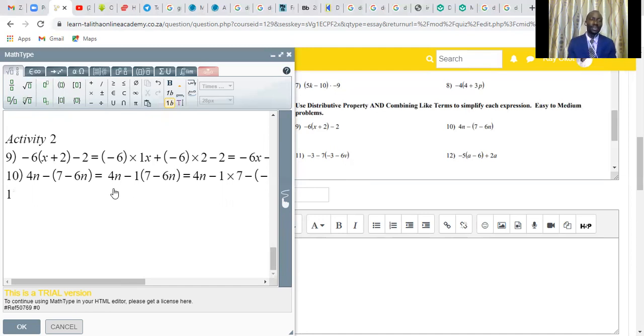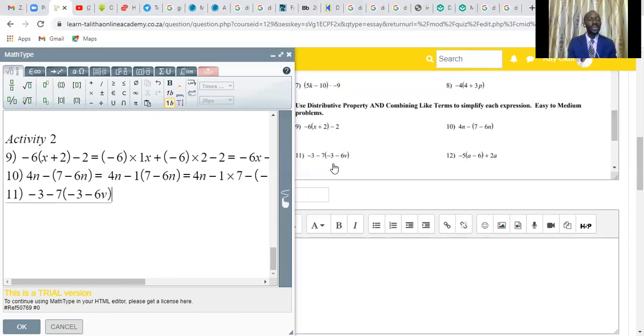Question 11, right here. Then now, what is missing here is the question itself, which is -3 minus 7. That is -3 minus 7. And then we use that to multiply -3 minus 6v. Yes, that is what we have inside the bracket. The question is, how do we then simplify that?